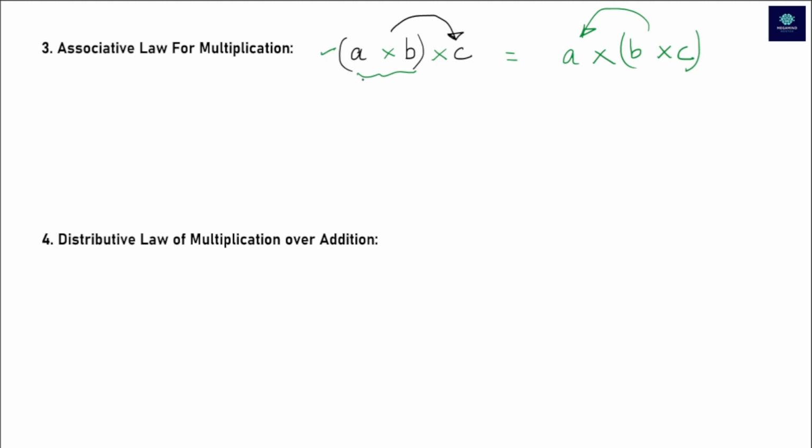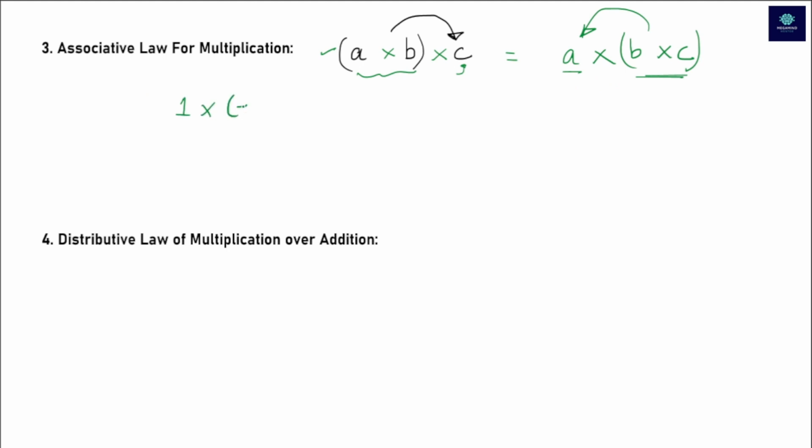Like here, I have multiplied a and b first, and then we have multiplied the whole thing with c. In the second case, I have multiplied b and c first, and then the whole thing got multiplied with a. In both the cases, our answer or the product is going to come same. Let us see how. So I'm taking an example.